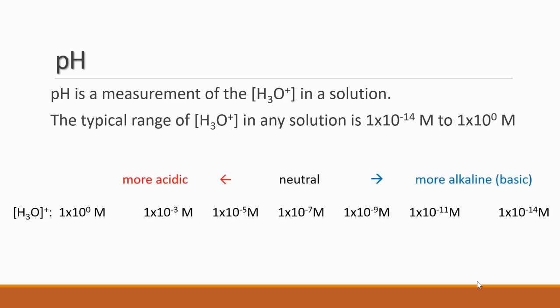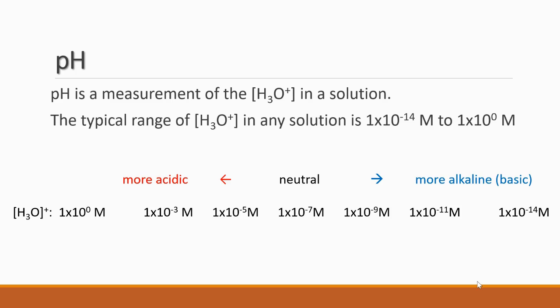So when the hydronium concentration is high, like 1 times 10 to the 0, then that is more acidic. When the concentration is really, really low for hydronium, like 1 times 10 to the negative 14, then that's more alkaline. And alkaline is simply a word for basic. And so the range goes from 1 times 10 to the 0, acidic, to 1 times 10 to the negative 14, very, very basic, with 1 times 10 to the negative 7 right in the middle, which is neutral.